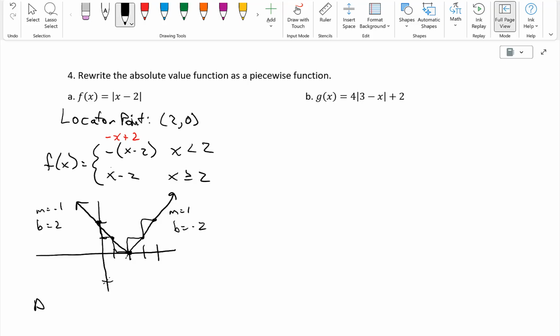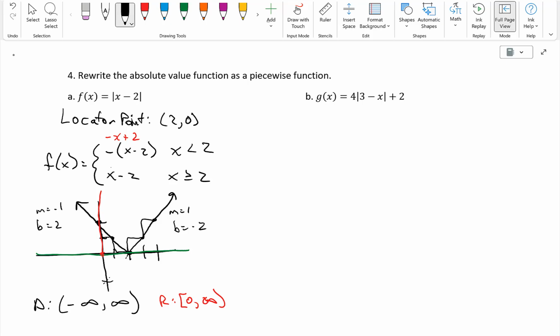Our domain, absolute value function, you can see it on the graph. It goes from -infinity to infinity, right? We can get a value for every x along the axis there, along that number line. And it'll lead us to a y value that starts at 0 and goes up. So our range would be a bracket 0 to infinity.